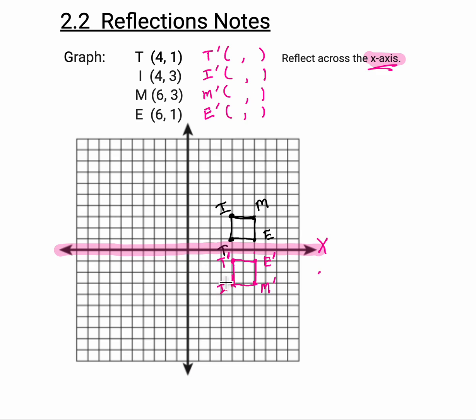So that's why you want to label it as you plot it, so that, well, I'm reflecting the I down 3 away from my reflection line. Then I'm going to go 3 down, and then I can label that so that matches these points here. So I'm going to write those coordinate pairs. T is 4, -1. I is 4, -3. M is, no, 6, -3.